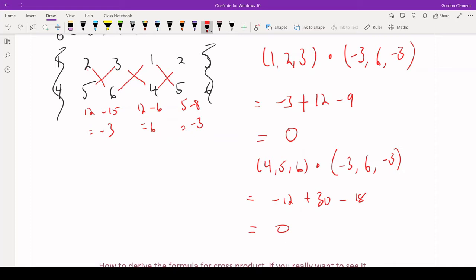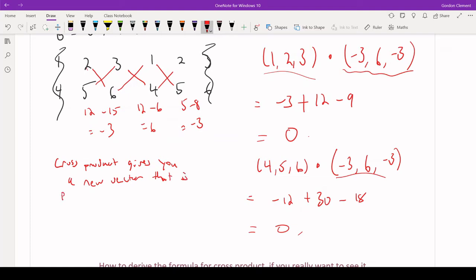And so this new vector, this cross product vector, is perpendicular to A, and it's also perpendicular to B. It's perpendicular to both our starting vectors. And that's not a coincidence. That's what cross product is meant for. Cross product gives you a new vector that is perpendicular, and the fancy math word for that is we're going to say normal to.